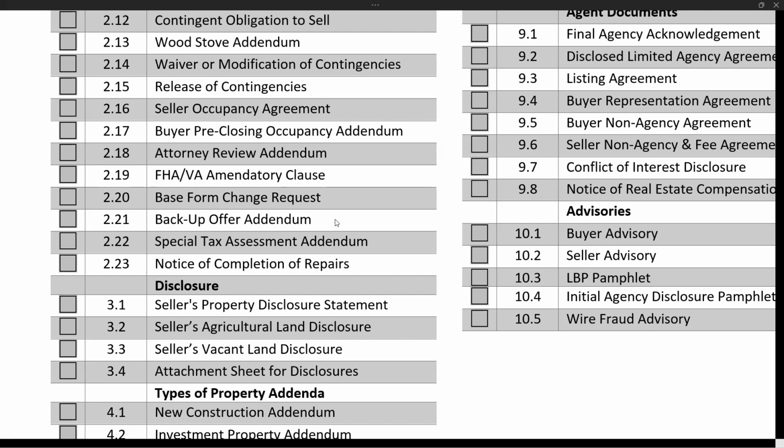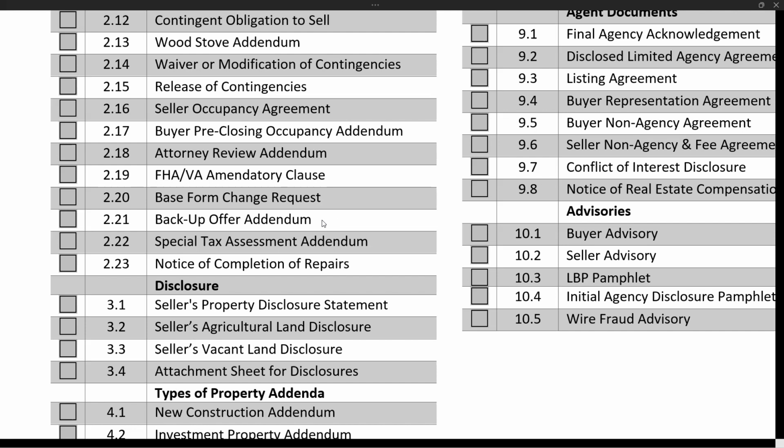2.21 is a backup offer addendum. The backup offer addendum is designed for the situations where you have multiple offers accepted on a single property. Our backup offer through Oregon Realtors has space for 2 backups, first backup and second backup. In each instance, there's a set of documents that the backup offeree must have before their offer becomes valid and live.